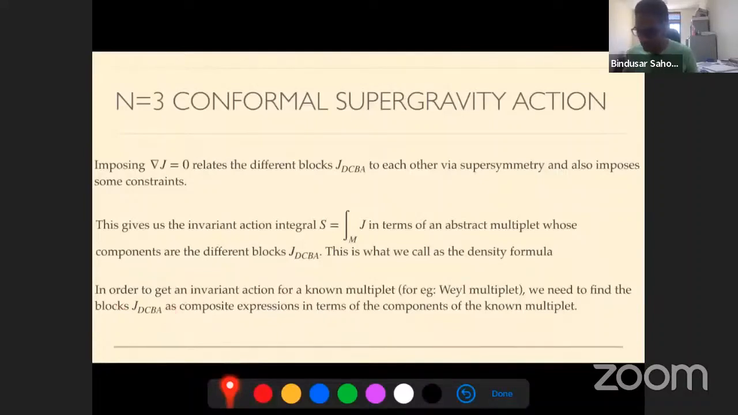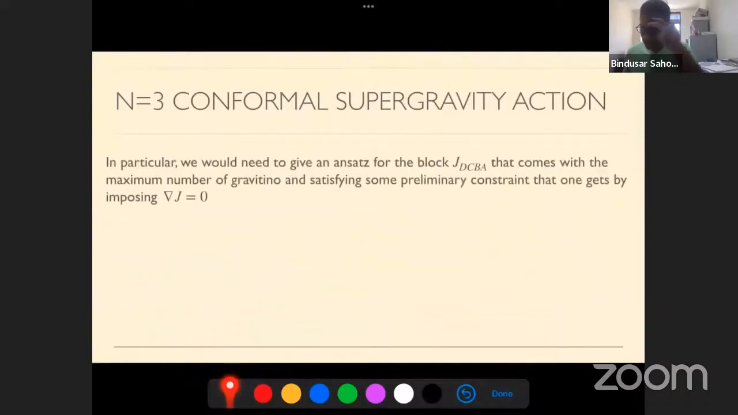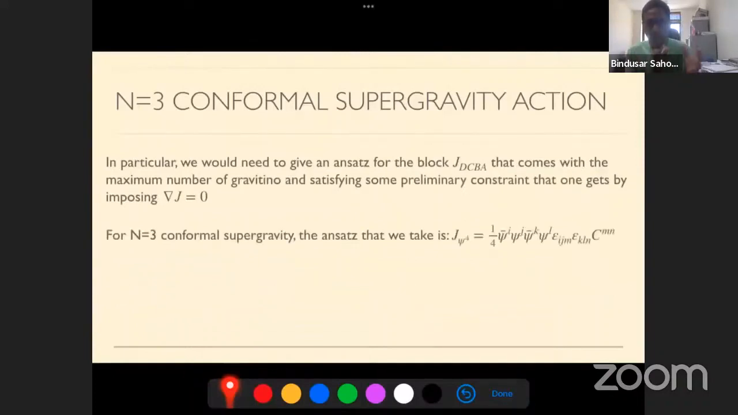Okay. So in N equal to 3, the starting point of the ansatz is that you have to tell what is the ansatz for this J, which comes with the maximum number of gravitini. It turns out that for N equal to 3, the ansatz that comes with the maximum number of gravitini needs to have this structure, where CMN is symmetric in M and N. These are my SU3 indices.